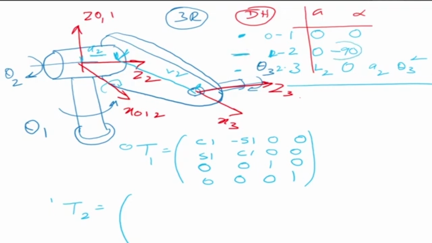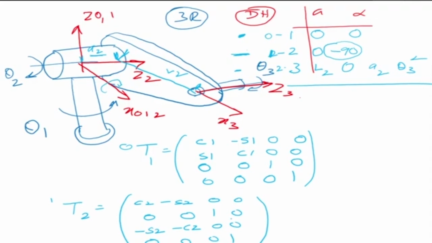Just note that there is an alpha there, an alpha of minus 90. So what we are going to get is cos 2, minus sin 2, 0, 0; sine 2, 0, 0, and this is 0, 0, 1, 0; this is minus theta 2, minus cos 2, 0, 0; and this is 0, 0, 0, 1. Okay, so this is the second one. You should note that there is an alpha there, and that alpha causes this matrix to appear.